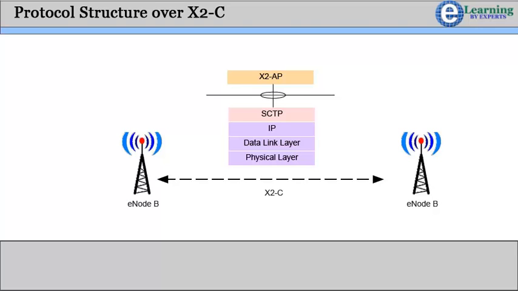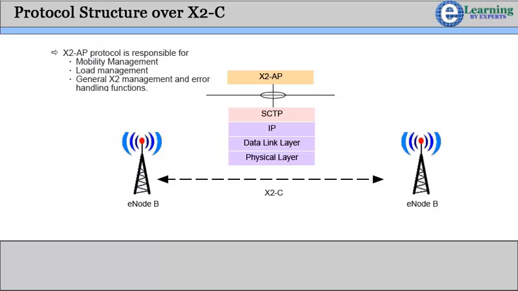This is a new protocol introduced in LTE and does not have any equivalent protocol in UMTS, although it has some commonality with RNSAP, which runs between two adjacent RNCs in UMTS. The X2AP protocol is responsible for mobility management, load management and general X2 management and error handling functions.